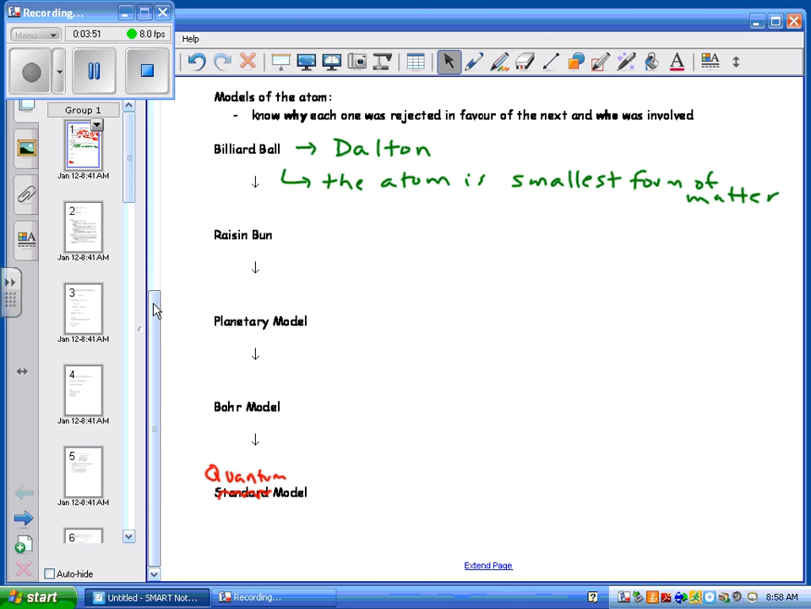Its limitation was that the fact that atoms of elements can combine to form compounds suggested there was an internal structure for the atom. It suggested that the atom wasn't the smallest. So formation of compounds suggested an internal structure.